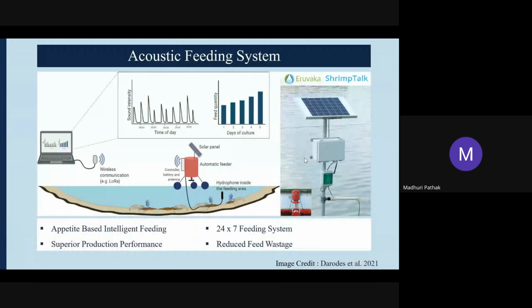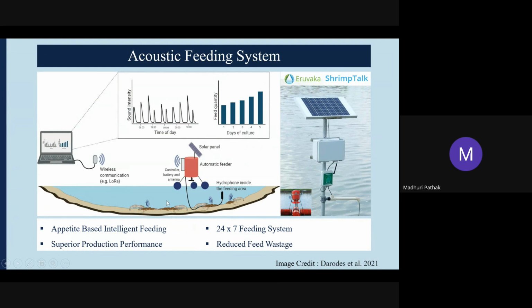So these are some of the acoustic feeding systems. Based on the sensors, you will operate. The control is there. You can see in this figure, solar panel. This is a solar operated automatic feeder. Solar operated. This is the shrimp pond, and this is the feed distribution unit, from where the feeding area is given.